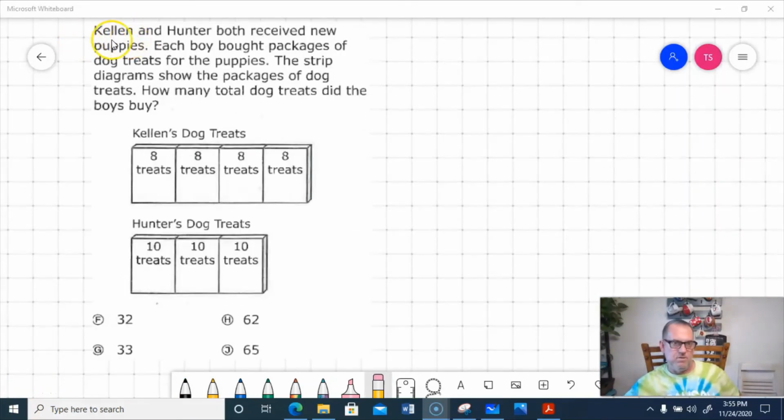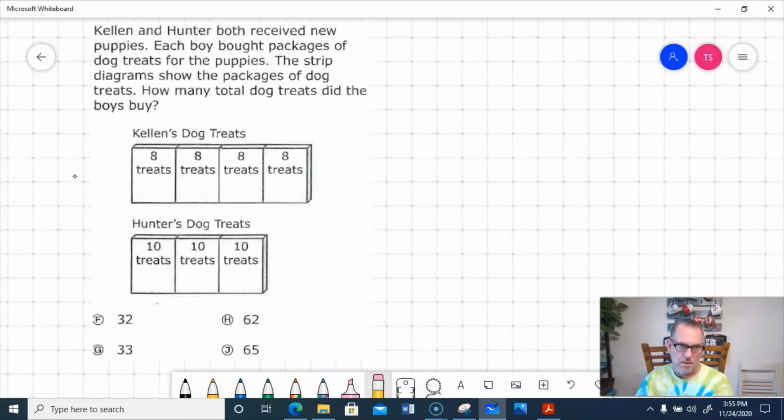Okay, on this problem right here, it says Kellen and Hunter both received new puppies. Each boy bought packages of dog treats for the puppies. The strip diagram shows the packages of dog treats. How many total dog treats did the boys buy? All the information we really need to solve the problem is down here in our strip diagram. And I will go ahead and underline the question just to make sure I understand what it's asking.